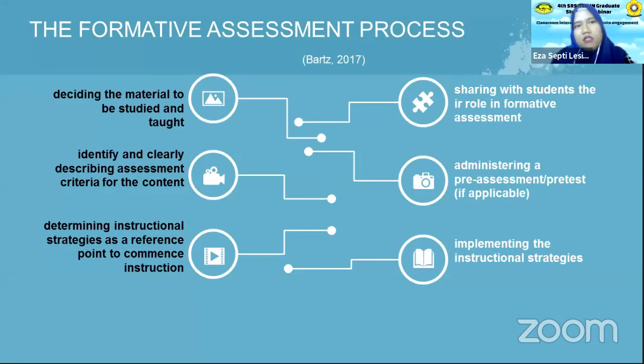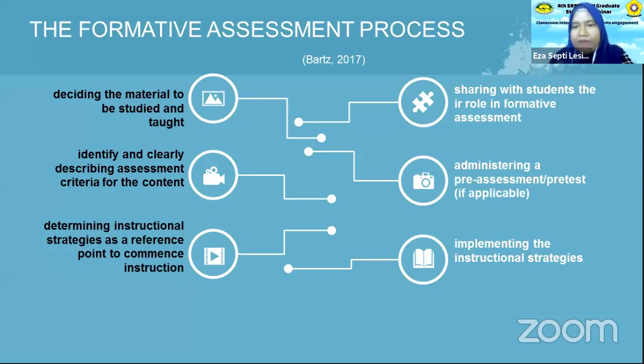Okay. Now, the formative assessment process according to Bart. There are 9 steps. The first is deciding the material, identifying and clearly describing the assessment, determining the instructional strategy, and sharing with the students their role in formative assessment, because students know better than anyone else about their ability, capability, and their set goal, their learning goal.